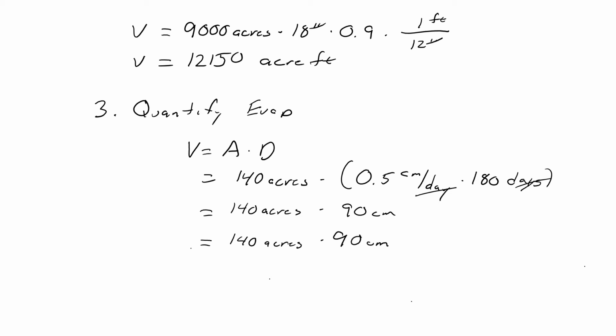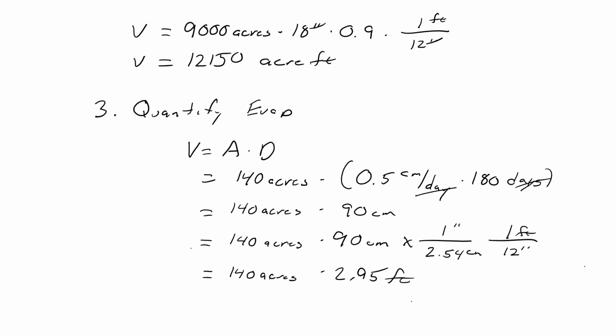Okay, so we have 140 acres times your 90 centimeters of evaporation. I want acre feet. I have acre centimeters. So I have to convert 2.54 centimeters per 1 inch, and there's 12 inches in 1 foot. And if you multiply that out, you get 140 acres times 2.95 feet, which should be about right. It's almost a meter. And that's going to equal, I have 413 acre feet.